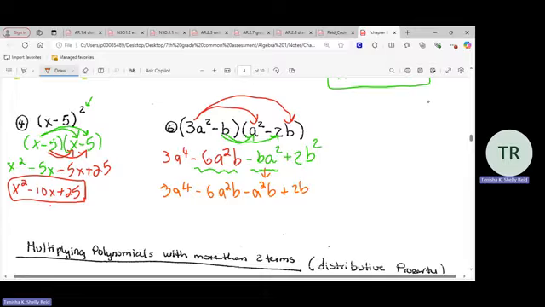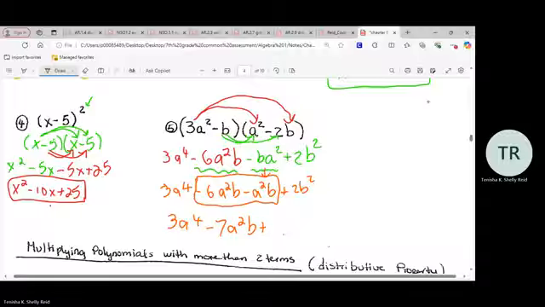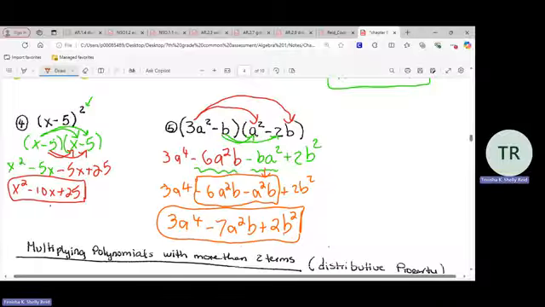So plus 2b squared. So now let's go ahead and combine like terms. Now they look nice and matchy. And my answer is 3a to the 4 minus 7a squared b plus 2b squared. And is it in standard form? a to the 4, fourth degree, a squared b, that's 3, and b squared is 2. So yes, this is in standard form.